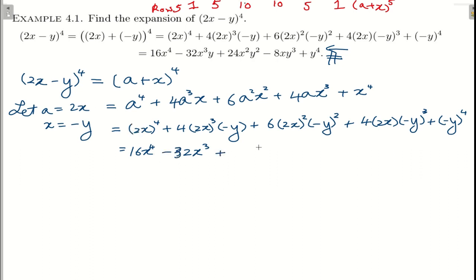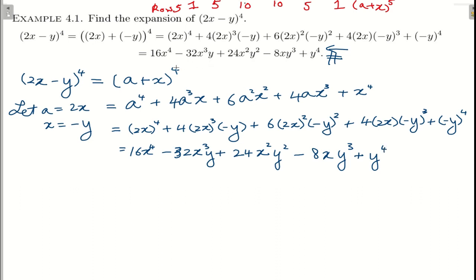And then 2 squared is 4, 4 times 6 is 24 x squared, and minus y squared is y squared. And then plus 2 to the power of 1 is 2, times 4 is 8 x, and this one is (minus y) cubed. We got y cubed, and then we got a minus here, so we change it back to minus. And then we have (minus y) to the power of 4, so we got plus y to the power of 4.